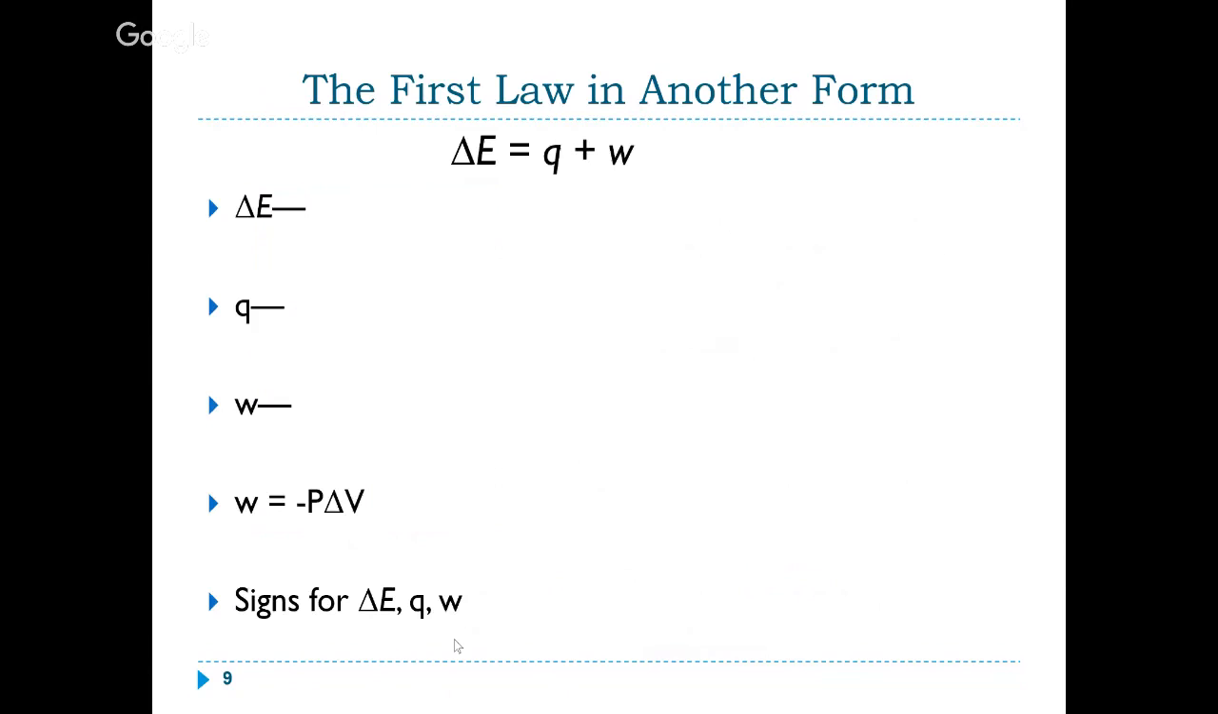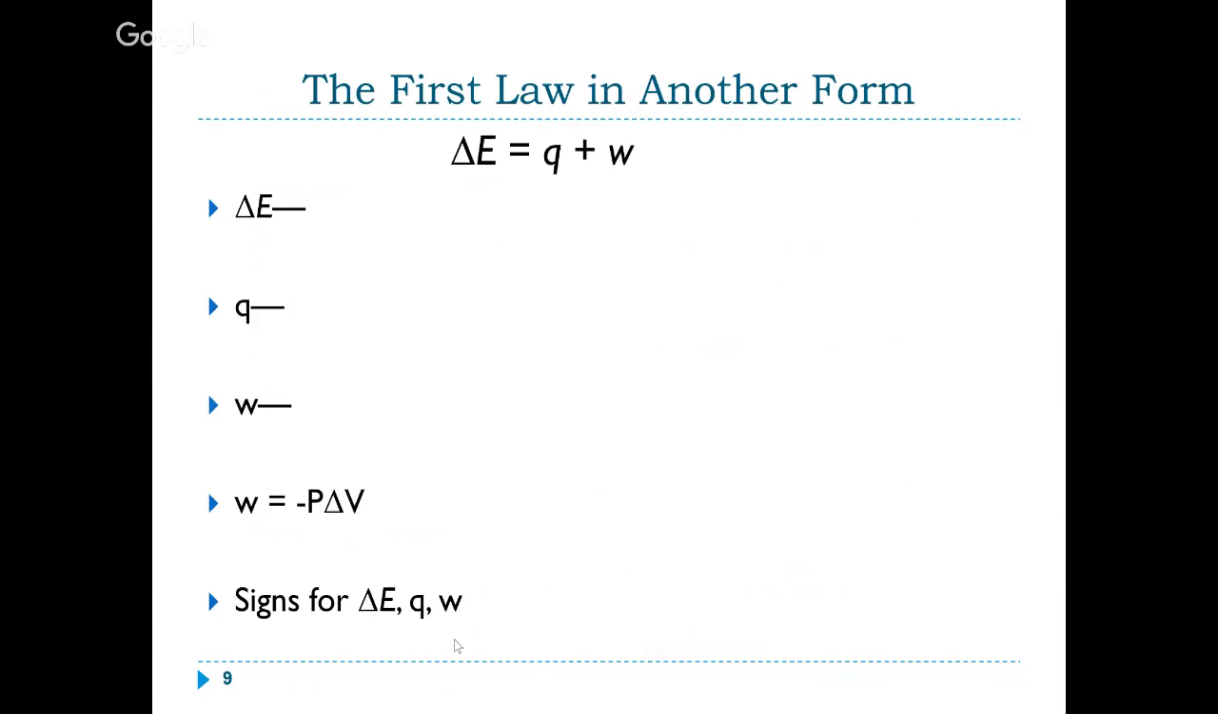So what do our sign values mean for delta E, Q, and W? Well, delta E would always be negative if work and heat were both negative, which means I'm losing heat and I'm doing the work. Delta E would always be positive if Q and W were positive, so I'm absorbing heat and work is being done on me. Now, of course, if our signs are opposite, then it depends upon the magnitude of both heat and work in terms of what the sign would be for delta E.